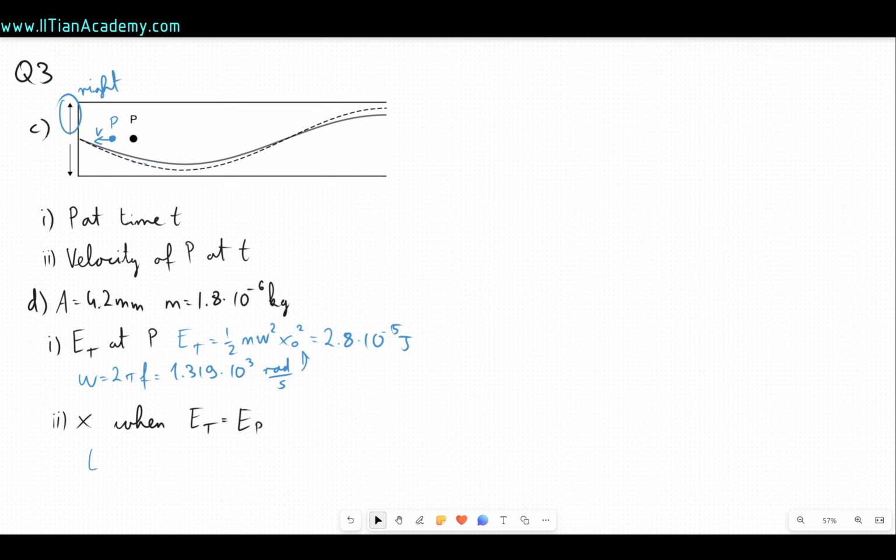So we can say that the potential energy is simply 1/2 m omega squared x squared, and this is going to be 1/2 of the total energy, which is 1/2 m omega squared x0 squared. So what we can do here is cancel pretty much everything out, and we will find that x squared is equal to 1/2 maximum amplitude squared, and so the displacement x is going to be the square root of, well, 1 over root 2 times x0, our maximum displacement of 4.2 millimeters. This will give us a displacement of 3 millimeters.